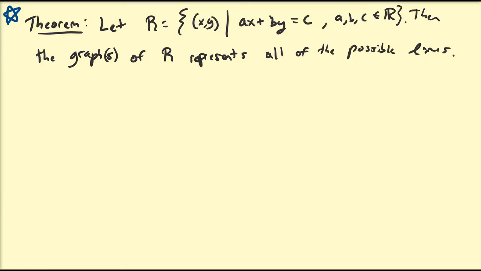Hello there. In this video we're going to investigate a very particular type of relation known as a linear relation. The following theorem states: let (x, y) be a collection of points such that ax + by = c, where a, b, and c are arbitrary real numbers. Then the graphs of all of these particular types of relations construct all of the possible lines. We're not going to prove this theorem here, but we're just going to take it as an assumption and investigate some of the particular properties of this relation.